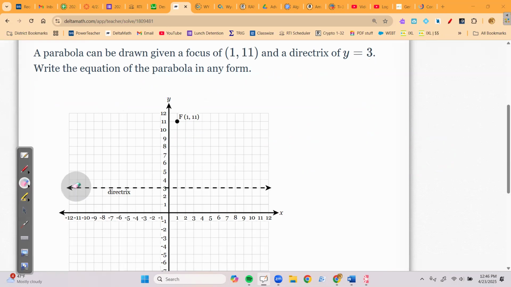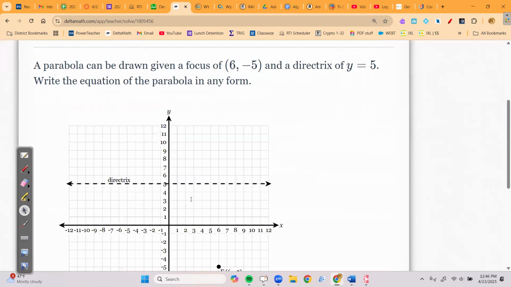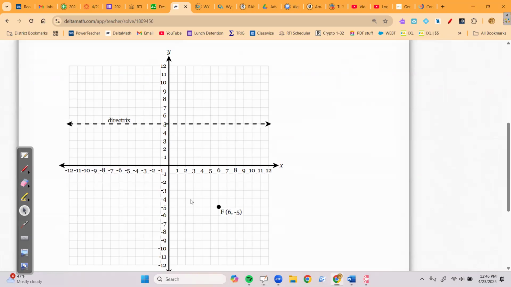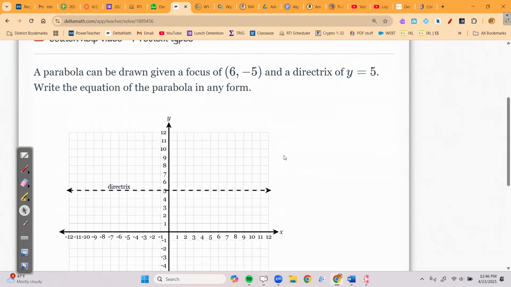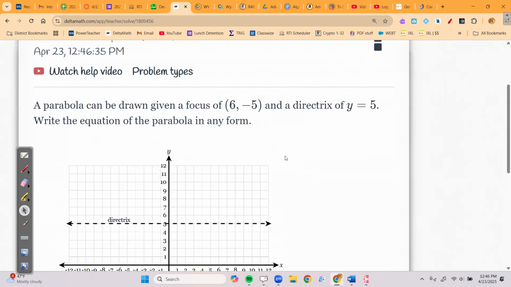I'm going to erase this and go to a new problem. How about this one? Where's the vertex? Oops, you don't really need the information. So there you go. But where we're going to go with this soon is I'm not going to give you the graph. I'm just going to give you the focus and the directrix. And you can graph it if you want, but you'd have to do that on your own or try to figure out in your head where the vertex is.